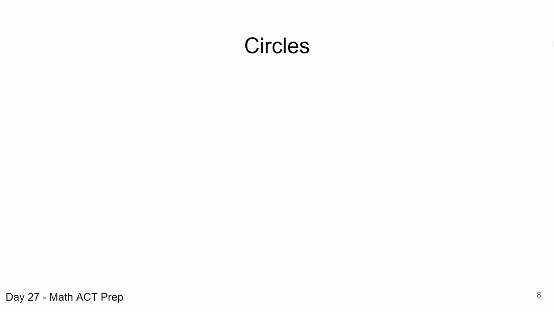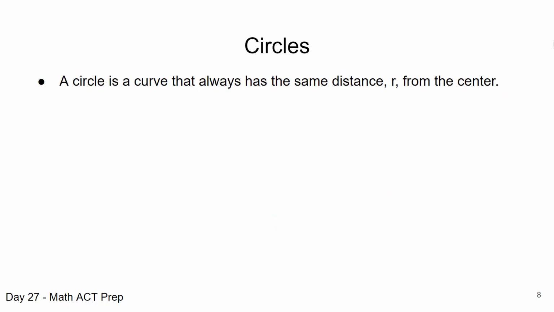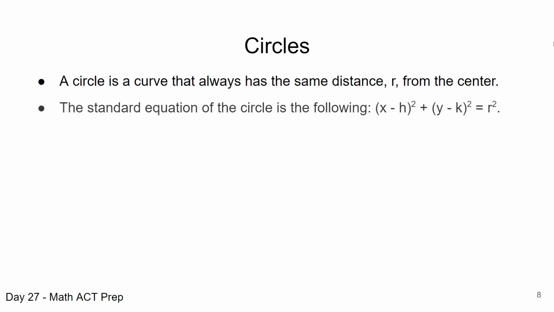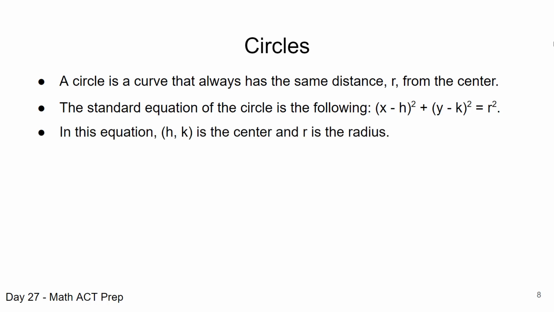Now let's shift a little bit to circles. A circle is a curve that always has the same distance r from the center. So we have a center point and we have a distance r, which is our radius. And here's the standard equation of the circle. We have (x minus h) squared plus (y minus k) squared equals r squared. And so the h and the k in that equation represent the center, and r is our radius.